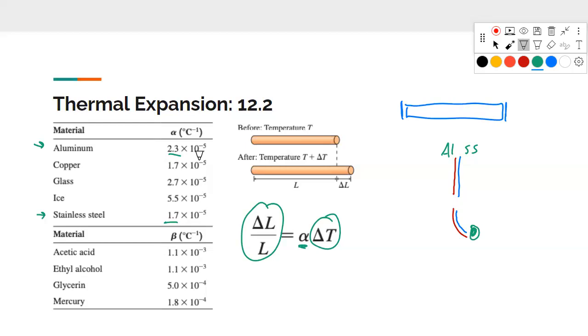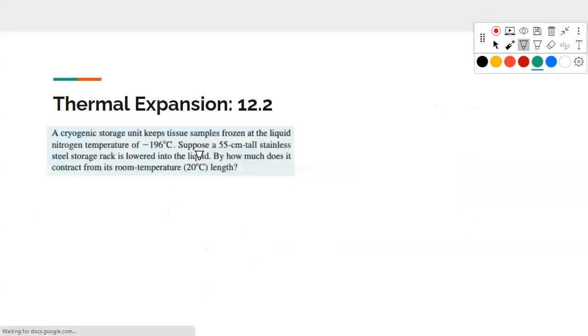And so just with the power of thermal expansion, by picking the right materials and the right length, we can control how much they're going to expand, and for a bimetallic strip, how much they're going to curve in order to make that expansion happen. Okay. Any questions on thermal expansion? So we'll do a problem.